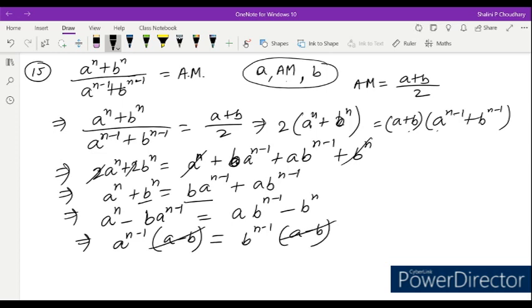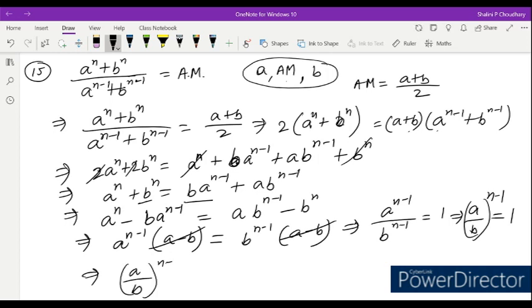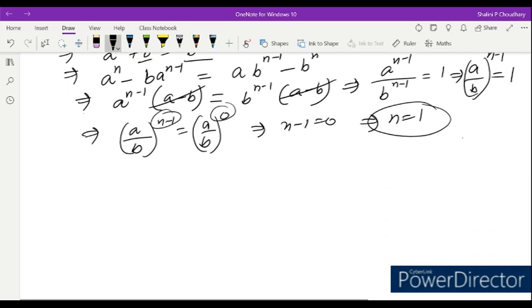These we will cancel, and this will be a to the power n minus 1 is equal to b to the power n minus 1. Can we write a to the power n minus 1 upon b to the power n minus 1 is equal to 1? Can we write (a upon b) to the power n minus 1 is equal to 1? So we can also write (a upon b) to the power n minus 1 is equal to (a upon b) to the power 0, since the value of 1 can be written as (a upon b) to the power 0. It means n minus 1 is equal to 0. So the value of n will be 1. Okay, this is question number 15.